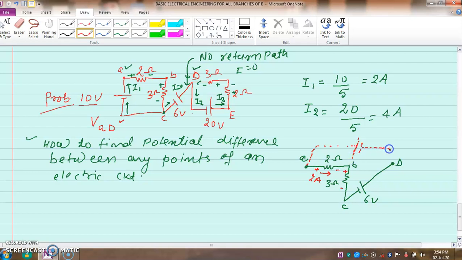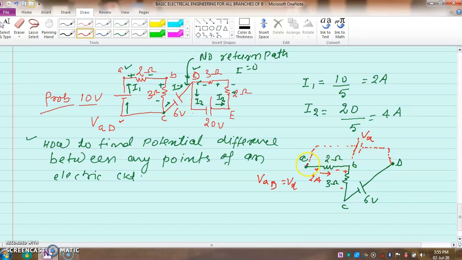So fictitious means it does not exist. And let this potential be Vx. Vx is the potential, VAD equal to Vx. A to D we have to find. So place A terminal at higher potential and D terminal at lower potential.